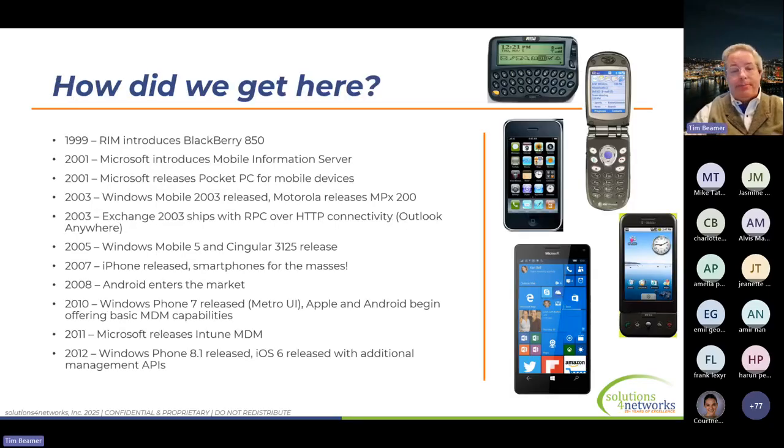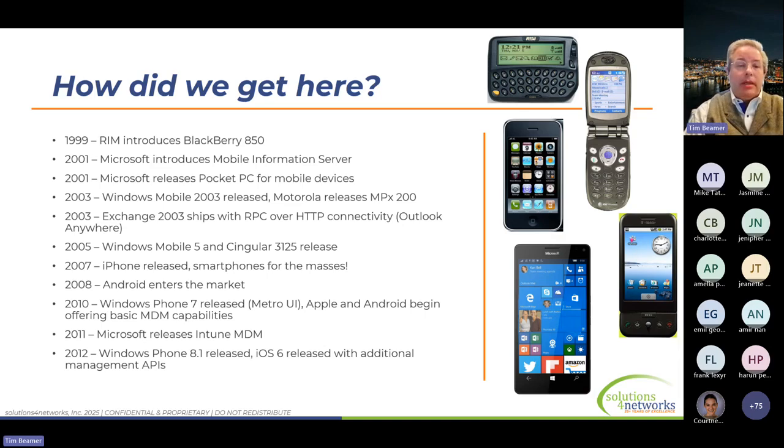So how did we get here? Well, back in 1999, a company called Research in Motion introduced something called the BlackBerry 850. That's that graphic at the top that looked kind of like a text pager. The BlackBerry 850 was revolutionary. It was a complete game changer because what it did was it gave access to your email from a mobile device, which previously was really not possible.